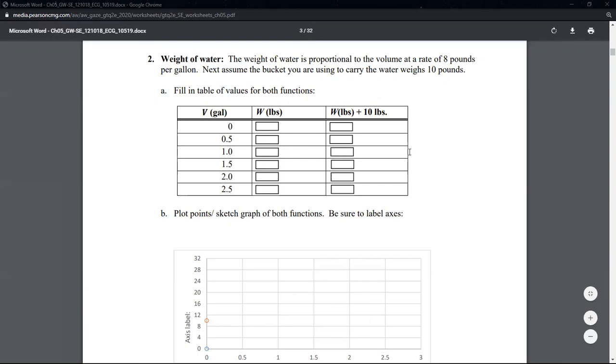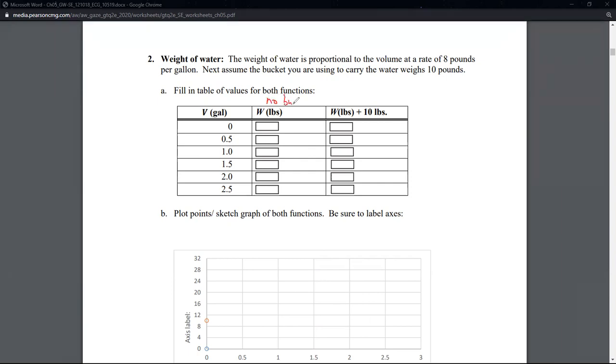So, annotate. Let's do red. So this is no bucket. And then this is with. If you have 0 gallons of water, well, that's going to weigh nothing, 0 pounds. I'm actually going to skip to 0.5 and do the wholes first. If you have 1 gallon of water, well, they said right here, it's 8 pounds per gallon. If you don't believe that, it's 8 pounds per gallon times the number of gallons, which is 1 gallon. Your gallons cancel and you get 8 pounds.